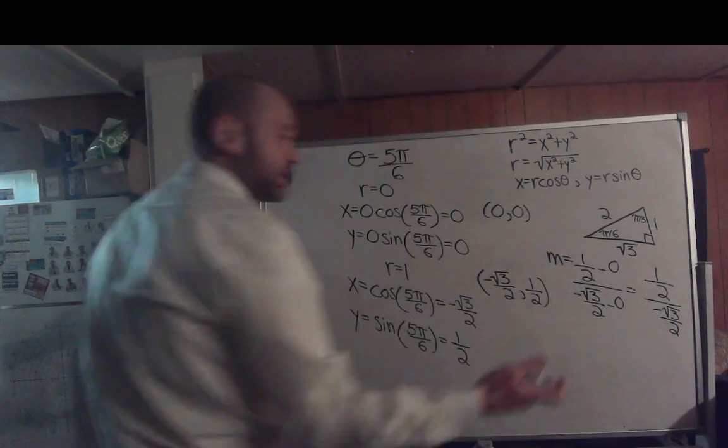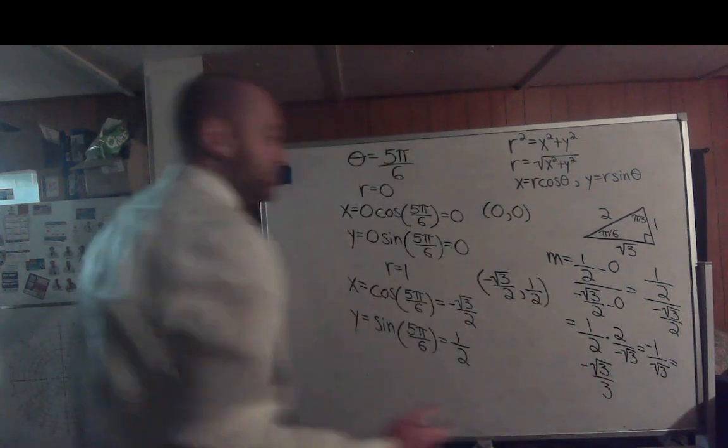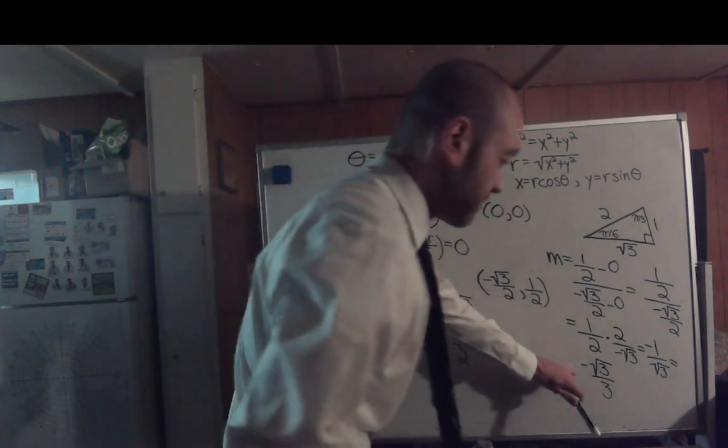We have a complex fraction. We have to invert and multiply. So you would get 1/2 times 2 over negative square root of 3. This turns into negative 1 over the square root of 3. And if you rationalize the denominator, you just end up getting negative square root of 3 over 3. So that's your slope, negative square root of 3 over 3.